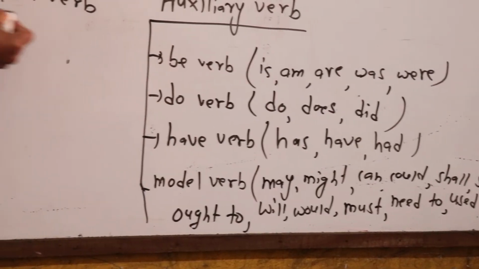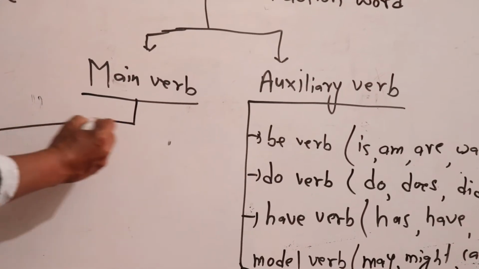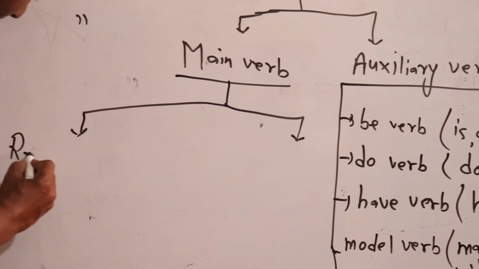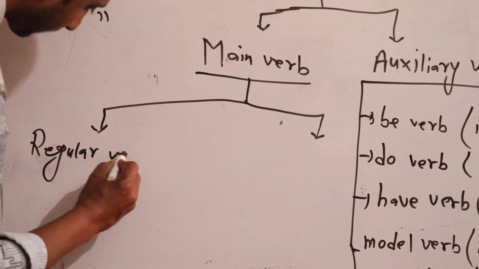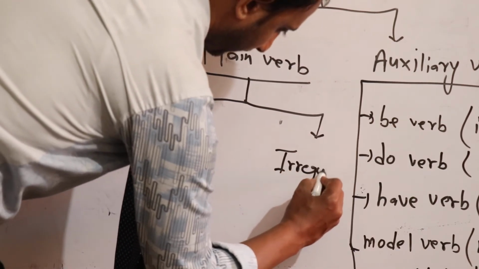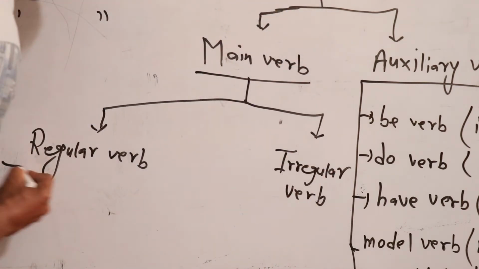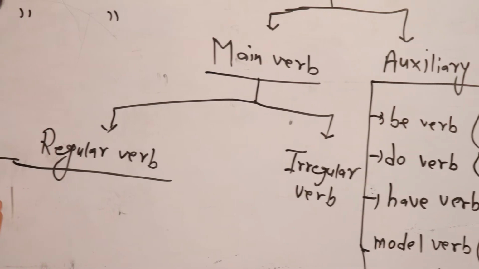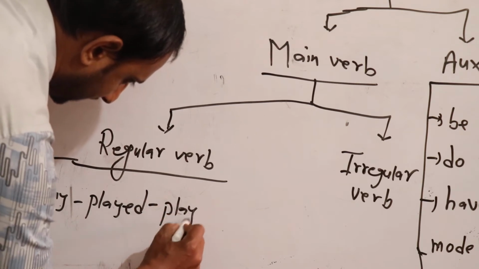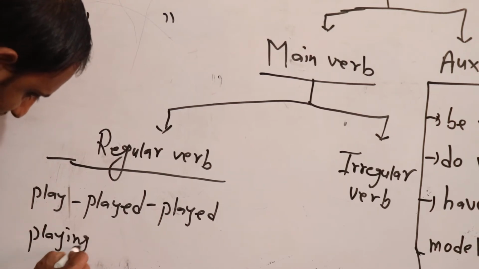And in main verb, what comes here? Regular verb and irregular verb. Again, main verb is divided into 2 categories: regular verb and irregular verb. What is called regular verb? For example, play, played, playing, and plays.